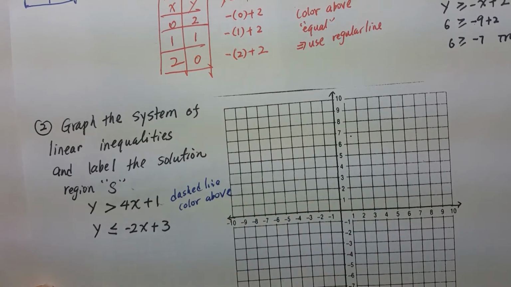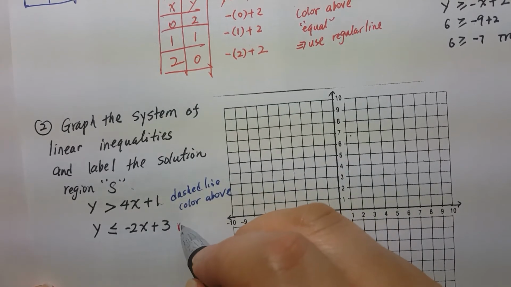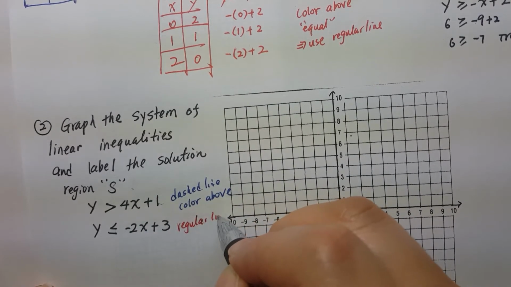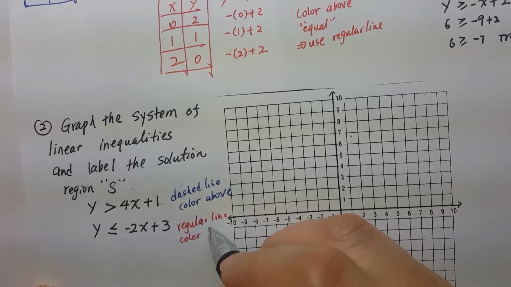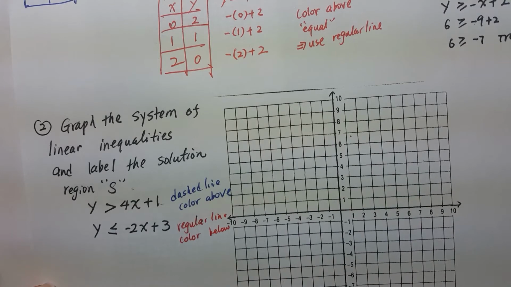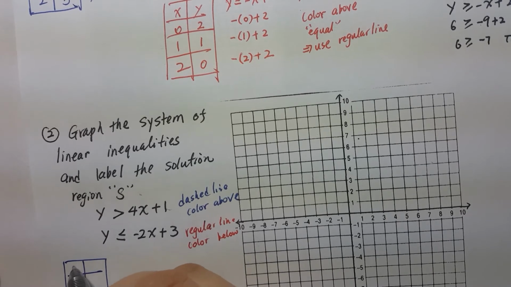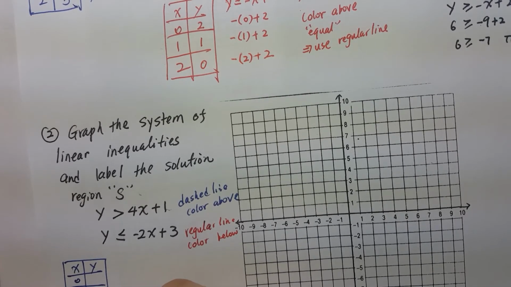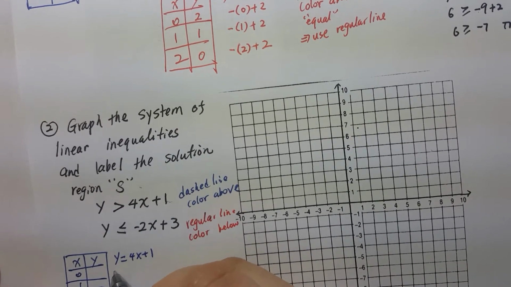And then the next one is y is less than or equal to. So we are going to use a regular line because that's an equal sign over here. Less than, so we're going to color below. Okay, so now we're going to make a table. I'm going to make a table for the first one. So we have y equals 4x plus 1 as a boundary line.